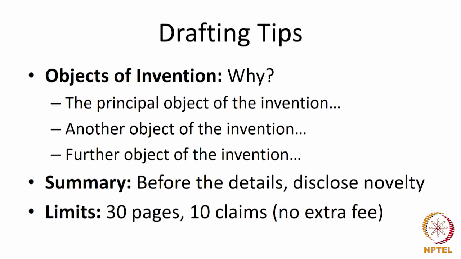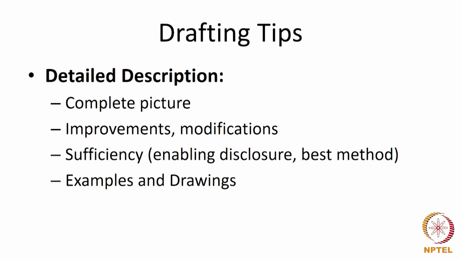Now, summary: it has to give the details, it has to disclose novelty. There are limits, 30 pages for the complete specification and 10 claims, which do not incur an extra fee. Anything more than 10 claims will incur an extra fee. Now, the detailed description should give the complete picture. If there are improvements and modifications, they have to be mentioned. Sufficiency or definitiveness: the claims have to be definite, succinct and clear. The enabling disclosure and best method should be defined in the specification. Examples and drawings also have to be mentioned.